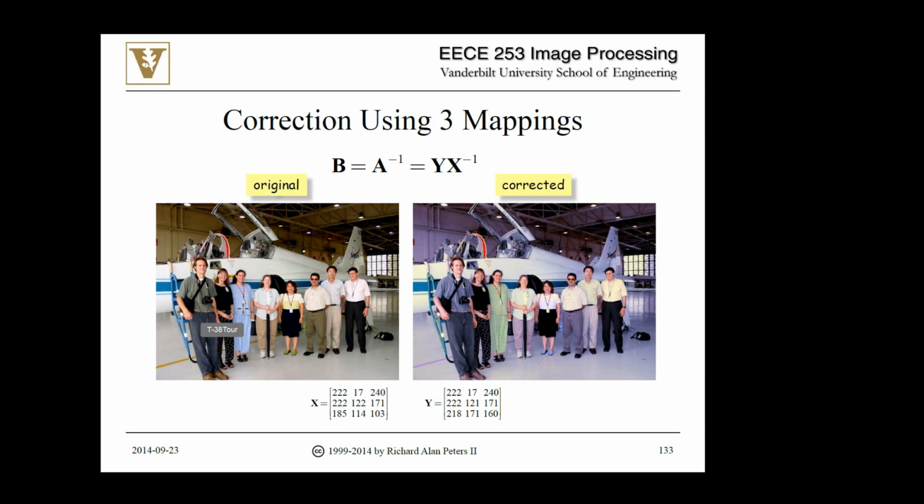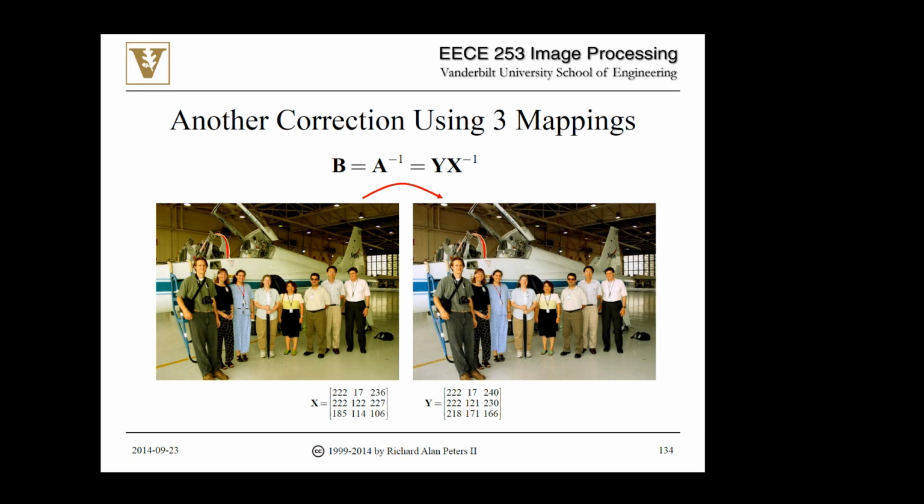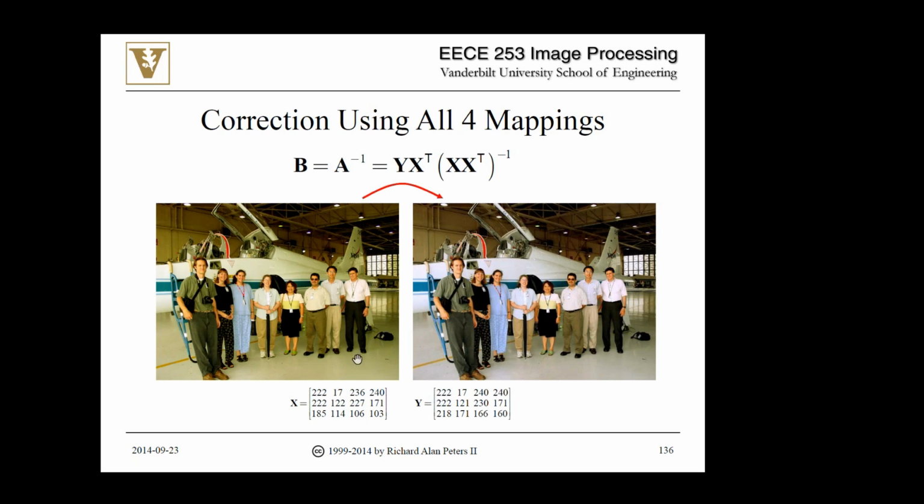But this is because we gave just 3 correspondences. You can give more correspondences, more colors, more pairs. The more pairs you have, the more accurate it will be. Then this one is better than the one with just 3 pairs.